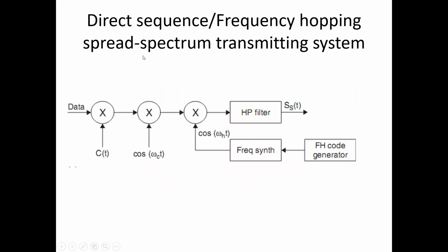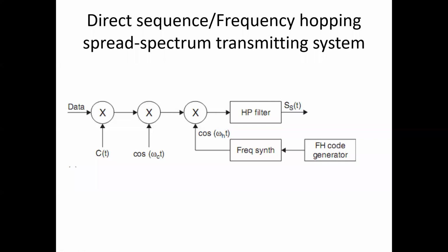Now let's look at the transmitter and receiver of these two systems. At the beginning, we perform the direct sequence spread spectrum. Look, data multiplied by C of t. This is spreading the data in the time domain. Then we multiply it by a cosine signal. So up to this point, we are performing the direct sequence spread spectrum, no more, no less.